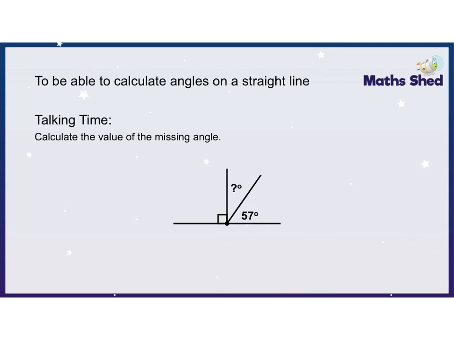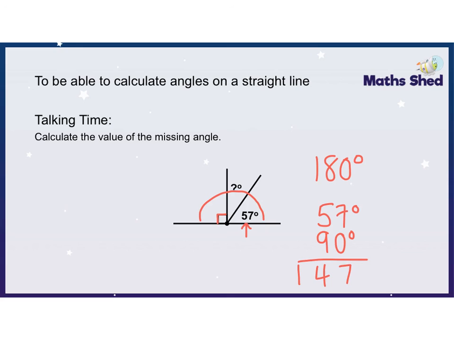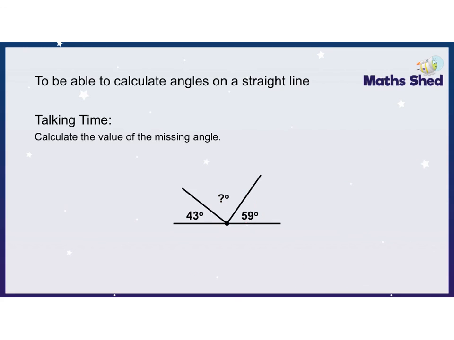Okay, just like the question before, we have 3 angles here. I know the total is 180 because it's a straight line. I know that I've got one angle here which is worth 57 degrees. I've got this little symbol here again, which means it's a right angle, so that means it's 90 degrees. I need to add those together. That would give me 147, and then I need to take that away from 180 to work out the missing angle, and my answer would be 33 degrees.